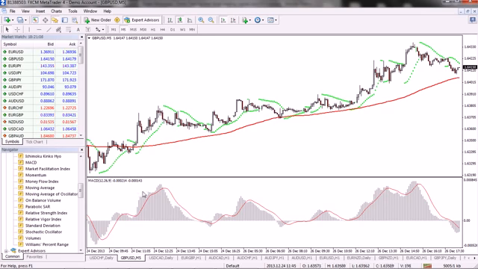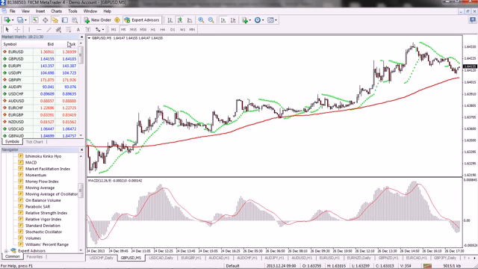For a long entry, the histogram bars should be above 0. That is the first condition, and the second condition is the price should be above the 100 moving average line. That is the second condition. Third condition, the parabolic SAR dot should be formed below the candlesticks.